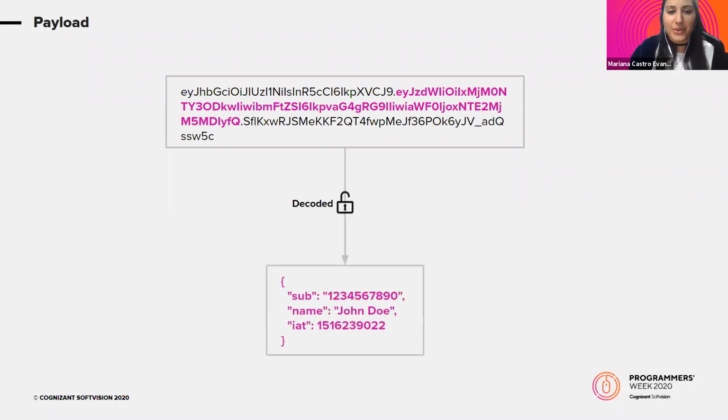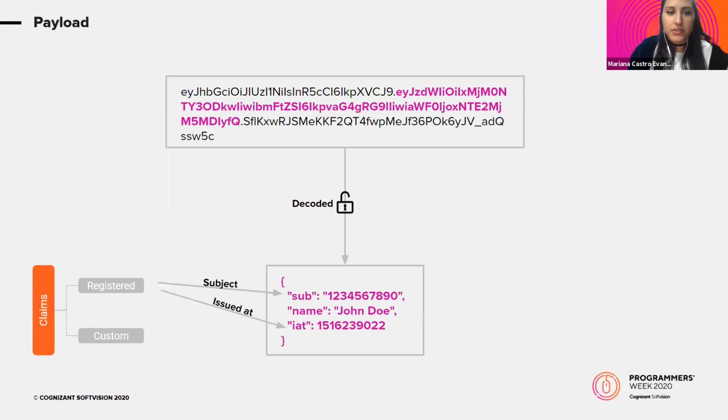And if we decode it, it looks like this in this case. There are two types of claims that we can find here: registered claims and also custom claims. None of them are mandatory, but registered claims have some meaning behind them, so if we use them, we have to use them properly. In this case, we have two registered claims, the subject and the issued at claim, that tells us when this access token was issued. And also we have a custom claim that, as you can guess, is the name Shandao.